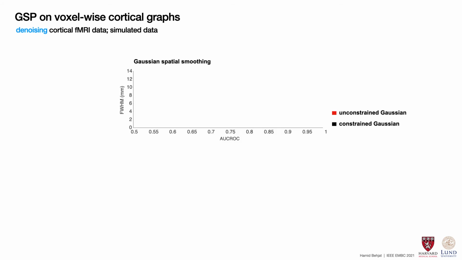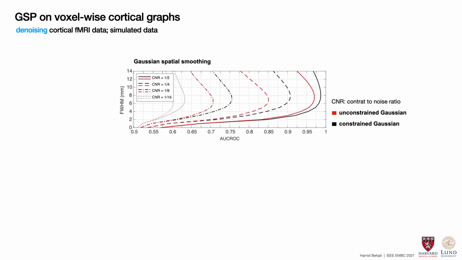And first, we apply Gaussian spatial smoothing as a means to denoise the data in 2 settings, in an unconstrained Gaussian setting and in a constrained Gaussian setting. In the unconstrained Gaussian setting, the Gaussian kernels are not constrained in any way, but in the constrained setting, we confine the Gaussians to fall within the cerebral cortex, basically masking out regions that are outside the cerebral cortex, for instance, the CSF or the white matter. And we perform analysis across 4 different ranges of contrast to noise ratios.